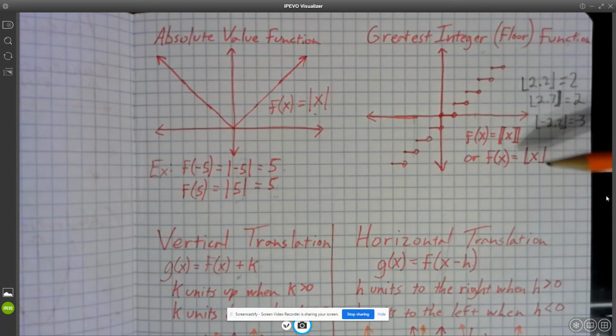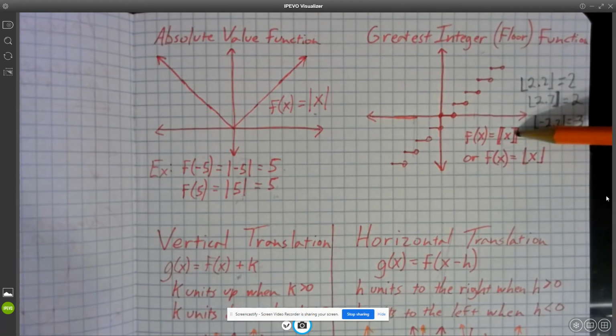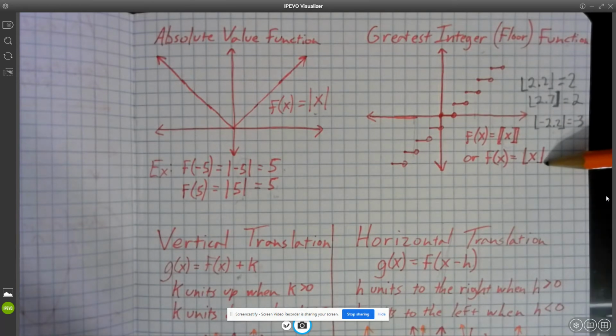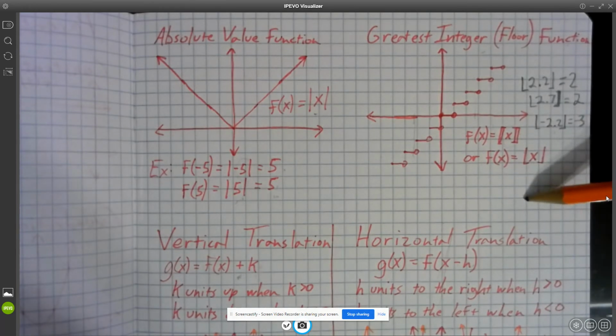And you can write it either way. Your book writes it like this, because again, they only talk about the floor function. They don't have to differentiate between floor or ceiling. Everywhere else, we write it like this. This would be the floor function. Ceiling function would look like this.